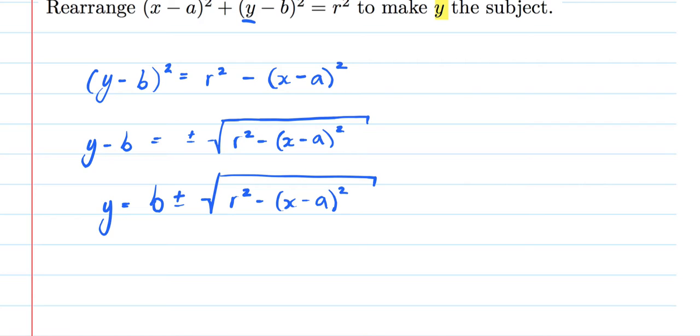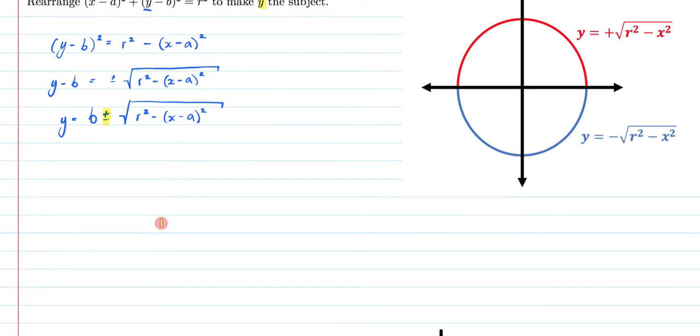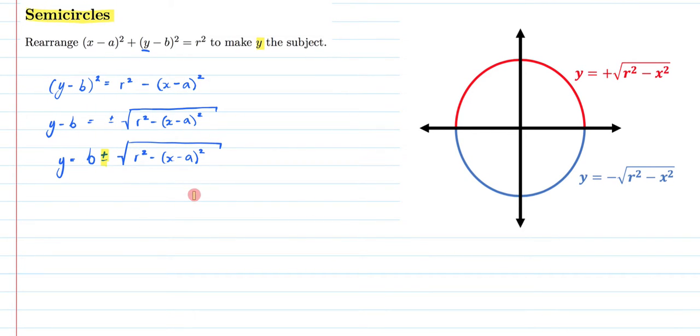Now, there's something that we should notice here, and that's the fact that I have this plus and minus. This plus and minus is going to be very important when it comes to drawing the semicircle. And let me zoom out here for a second and show you why. If I have a plus, that means I'm dealing with the top half of my circle. And if I have a negative in front of my square root, that means I'm dealing with the bottom half of my circle.